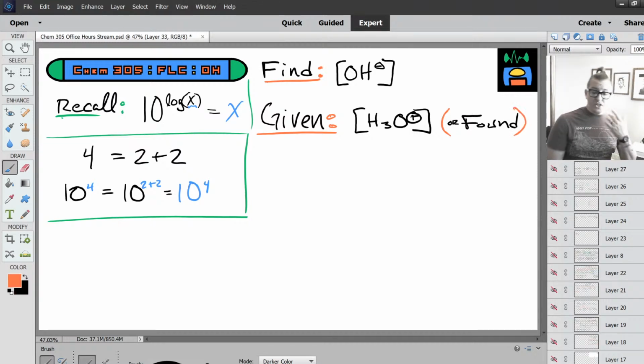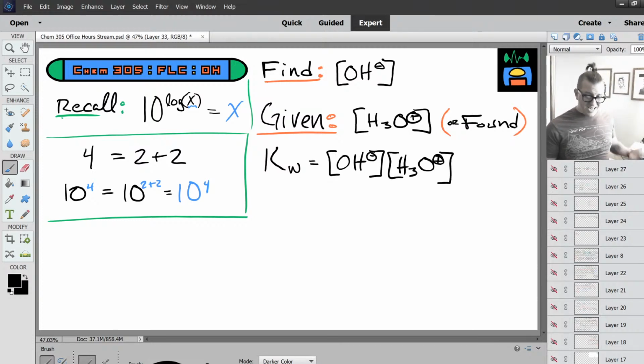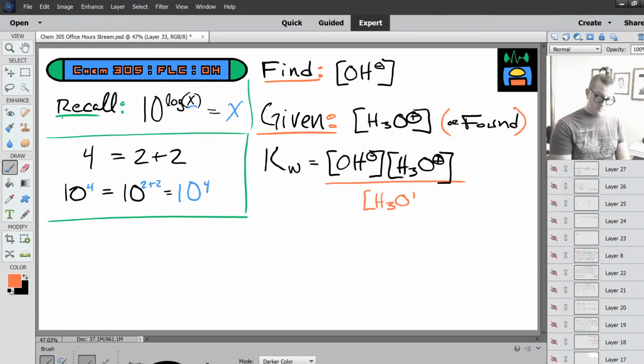And you can do this using the equation for the water ionization constant, Kw. Kw is equal to the concentration of hydroxide times the concentration of hydronium. And to solve for hydroxide, you divide both sides by the concentration of hydronium.